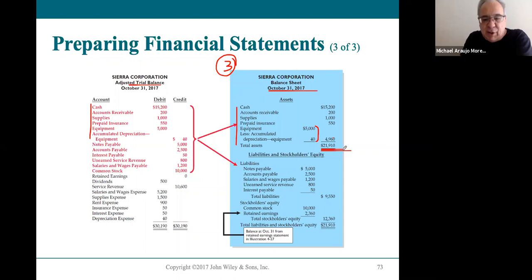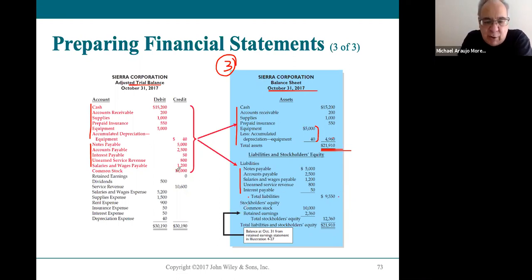So if your assets total 21,910, so do your liabilities and equity. Well, let's find out. Liabilities are listed first. All your liabilities are right here, from notes payable down to salaries and wages payable, and all the amounts are given to you here. So you pluck it off and you put it right here. Total liabilities are 9,550.